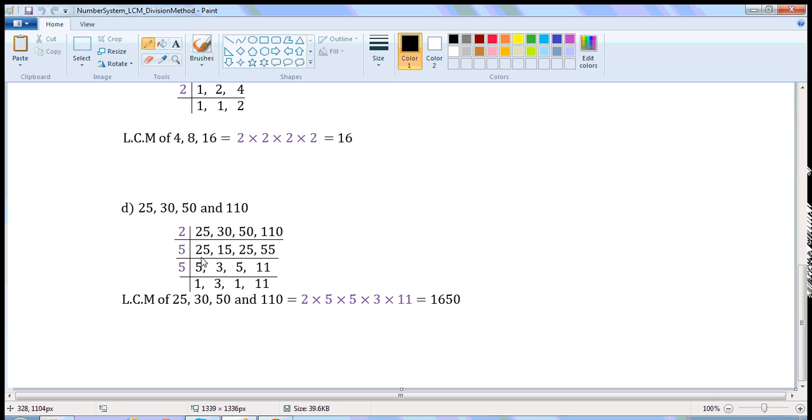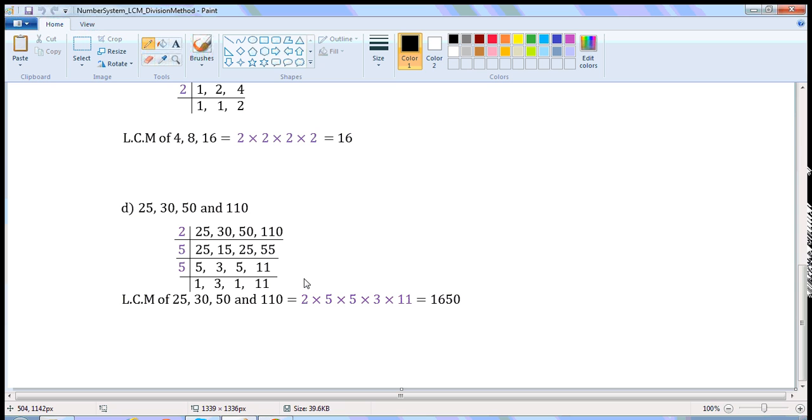Now the numbers are 25, 15, 25, 55. All the 4 are divisible by 5. So write 5 here. 25 when divided by 5, we get 5 as quotient. 15 when divided by 5, we get 3 as quotient. 25 when divided by 5, we get 5 as quotient. 55 when divided by 5, we get 11 as quotient. Now the numbers are 5, 3, 5 and 11.